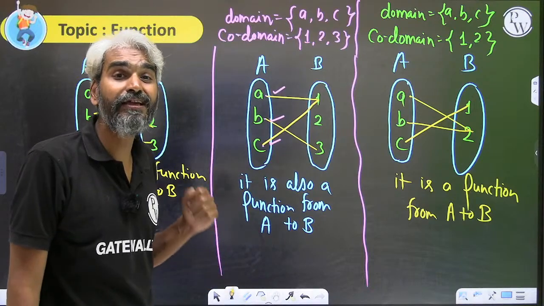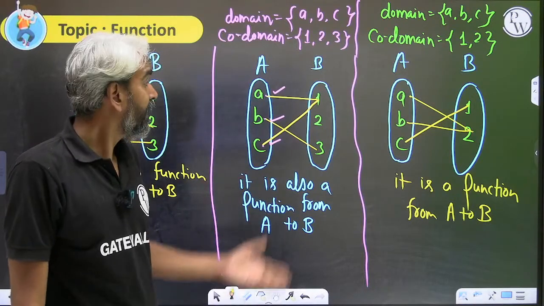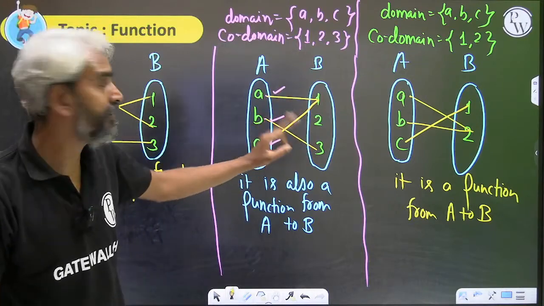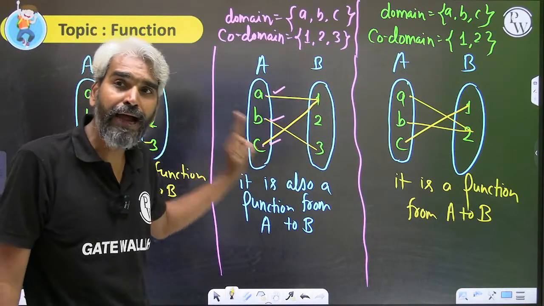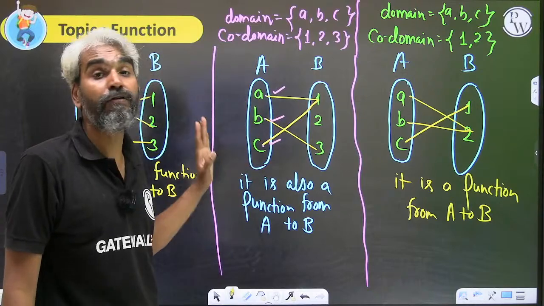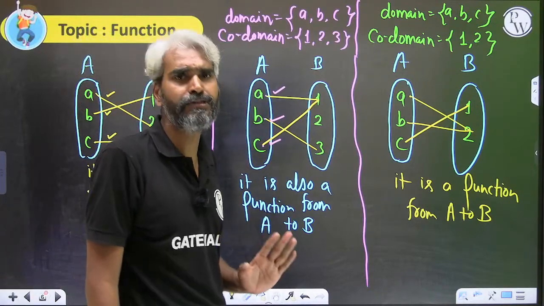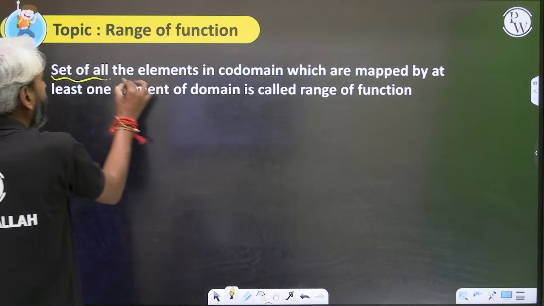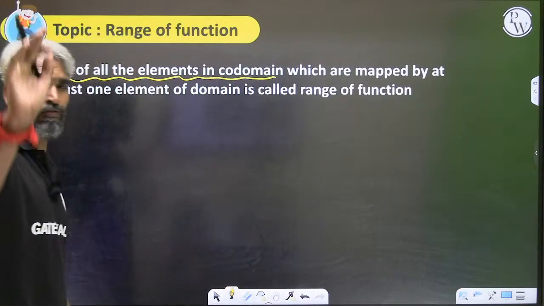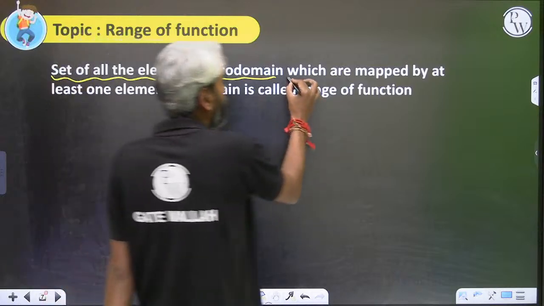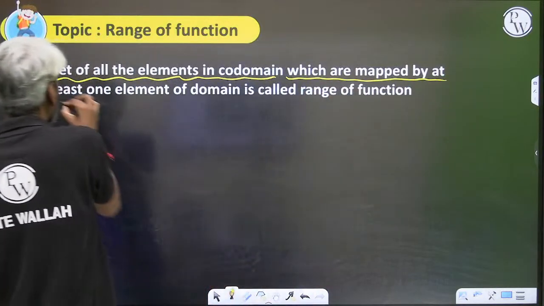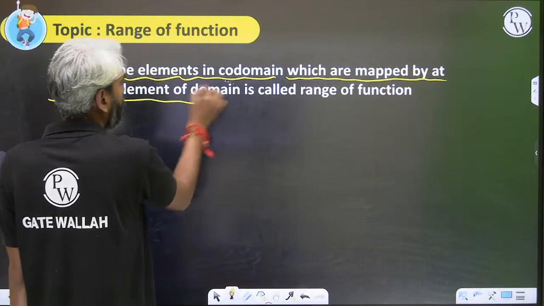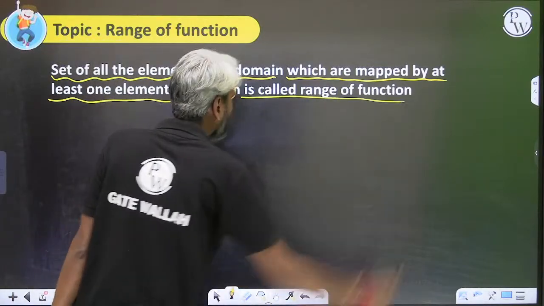But what is the range of a function? The set of all elements of the codomain which are mapped by at least one element of the domain. They must be mapped by at least one element of the domain. So if we look at the definition, the set of all elements in the codomain which are mapped by at least one element of the domain is called the range of the function.